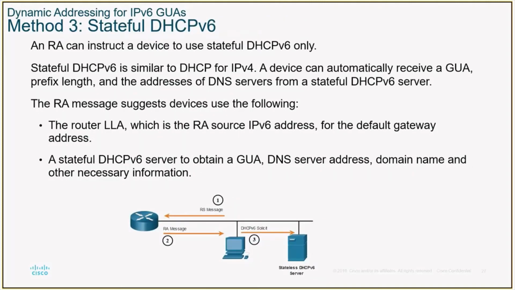And then stateful DHCP version 6 is basically the same as DHCP for version 4. The router advertisement message says, I'm not going to tell you anything, send a DHCP request to get all of your information. So you do router solicitation, and the reply is, well, I'm not going to tell you anything, and so then it has to send out a DHCP solicit message to actually confirm and get its details from the DHCP server.